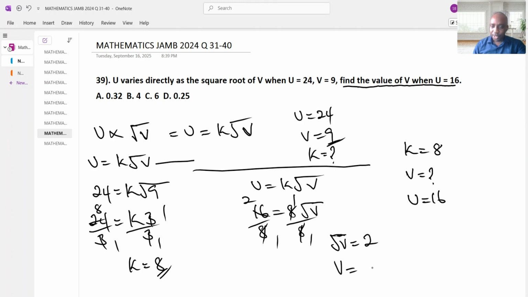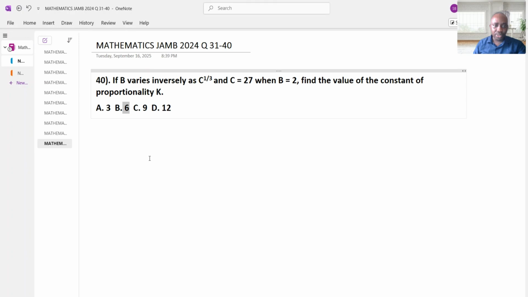Therefore, V is going to equal 2 raised to the power 2. Now, what's our final answer? 2 times 2 is going to give us what? 4. V is going to be equal to 4. Do you have 4 there? Yes. Option B. Final option is option B. Let's move to the final question.